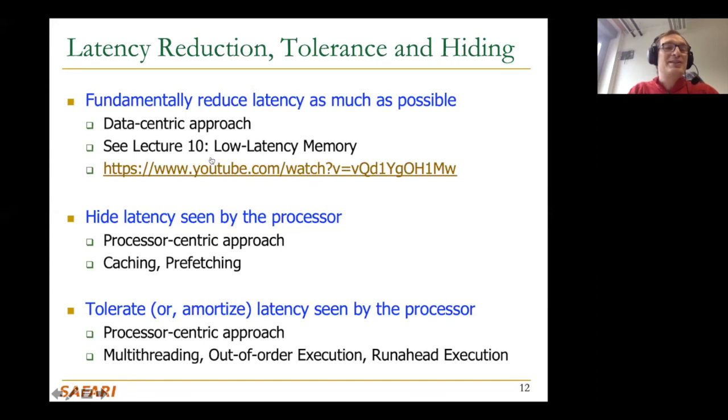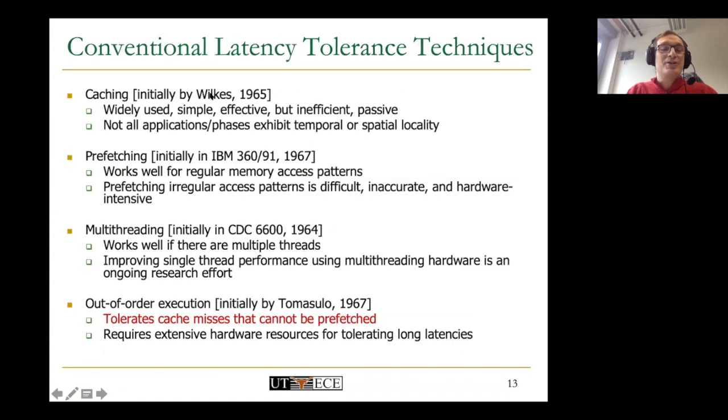Ideally, if you think about the ideal part, you would reduce latency and you would need none of this at the bottom, clearly. But the bottom two, hiding latency and tolerating latency techniques, would not be necessary if you reduce latency to 0. Okay, and I also mentioned this slide, which I used in my PhD proposal, which covers essentially the 4 major conventional latency tolerance techniques: caching, prefetching, multi-threading, and out-of-order execution.